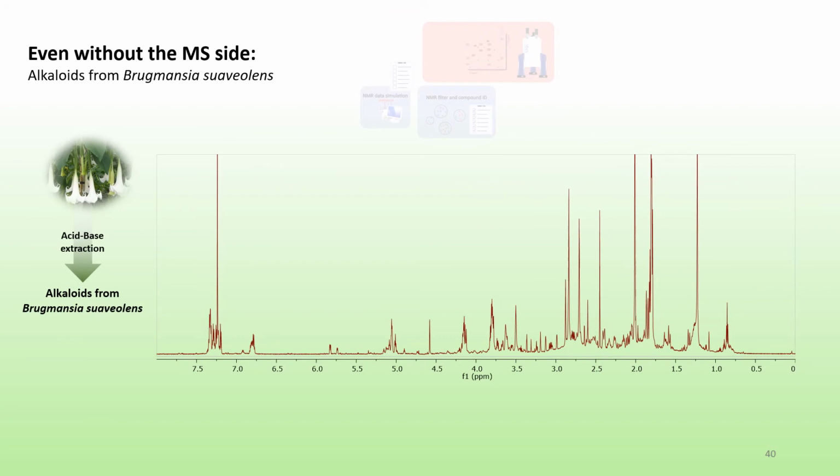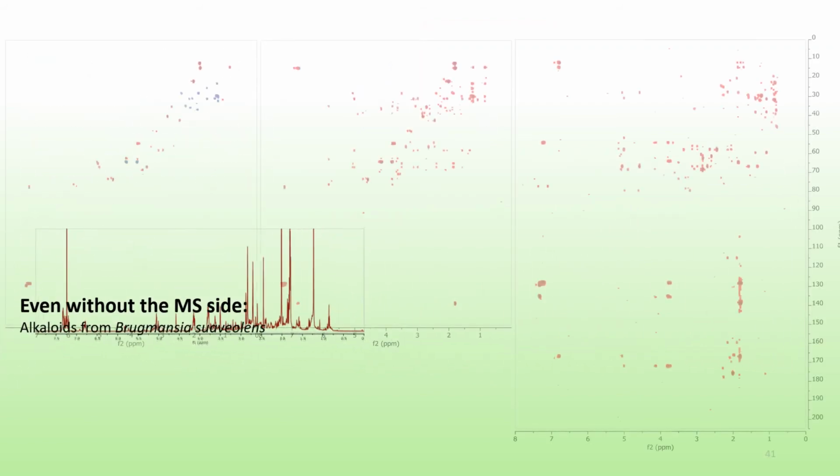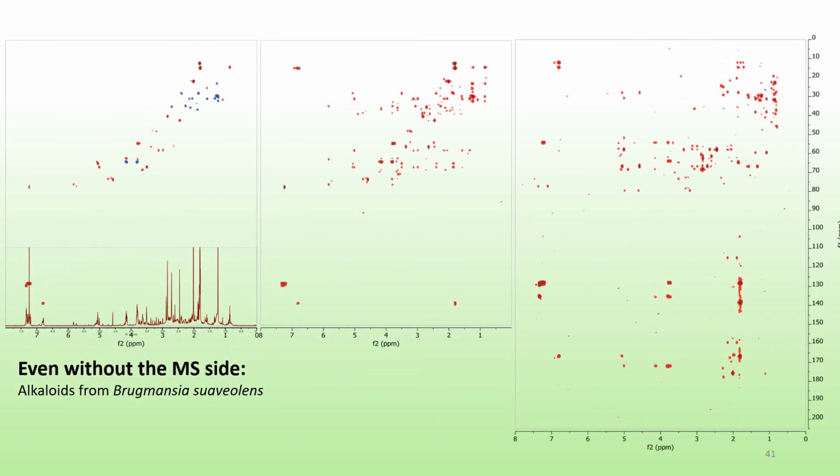In this other example, we got this alkaloid-rich fraction from Brugmansia suaveolens and tried to identify tropane alkaloids. For this case, we only got the NMR data. There we have HSQC, HSQC-TOCSY, HMBC, quite rich spectra for each.